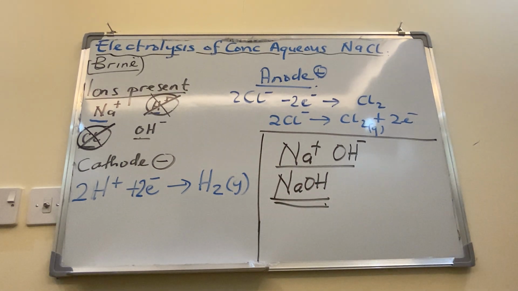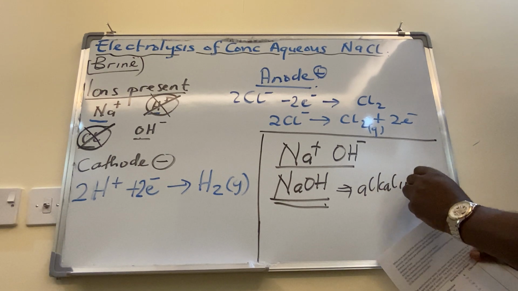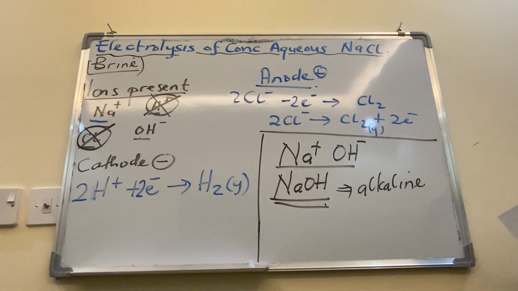So in an exam, you could be asked to predict the pH of the solution after the electrolysis process. What you simply have to remember is that after the discharge of H plus ions and chloride ions, you are going to have sodium hydroxide. So an alkaline solution is going to be produced.